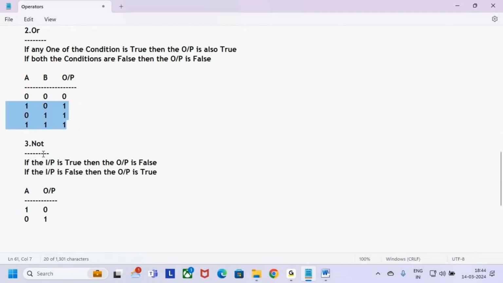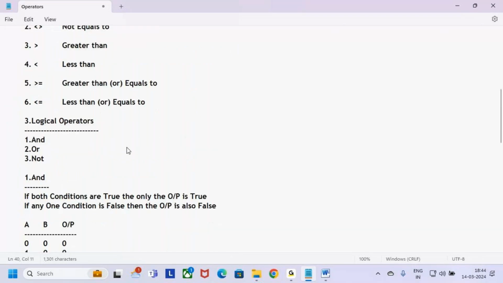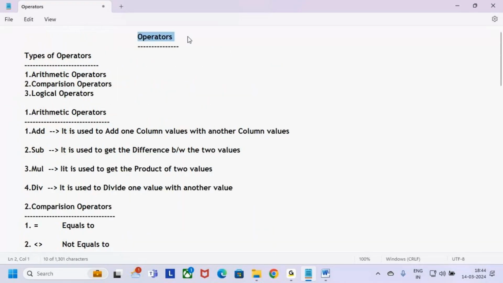And coming to the NOT operator, it will pass only one input. If the input is true, we'll get the output as false. If the input is false, we'll get the output as true. So these are the different types of logical operators we're having. So these are the three types of operators we'll have.